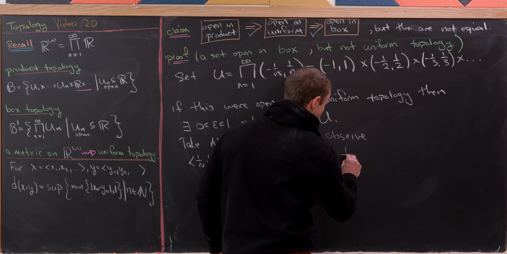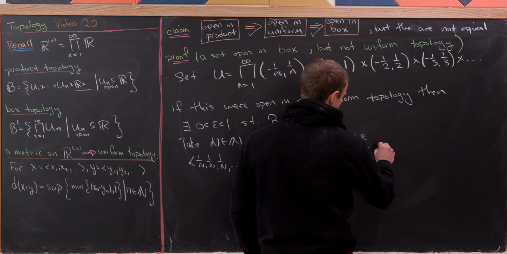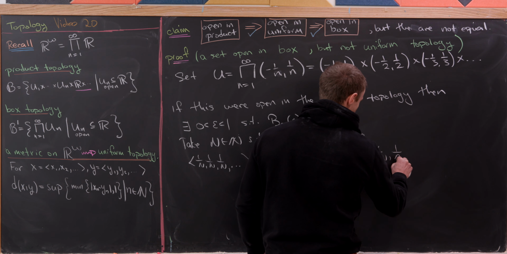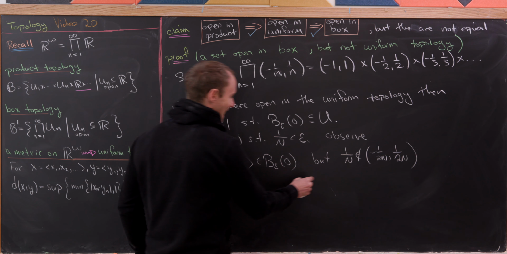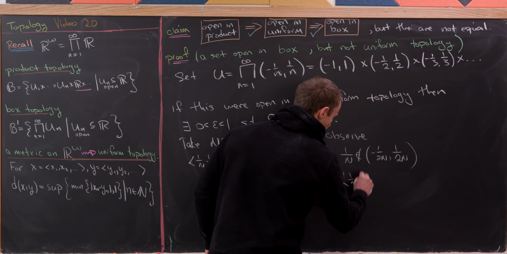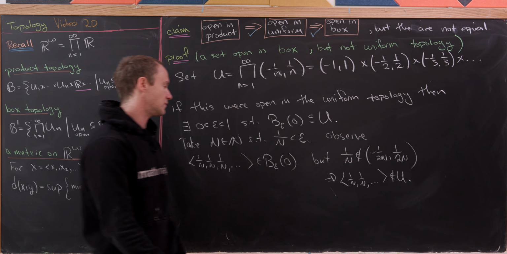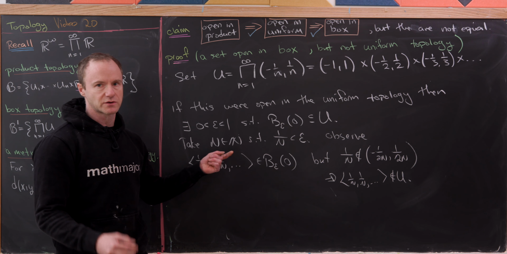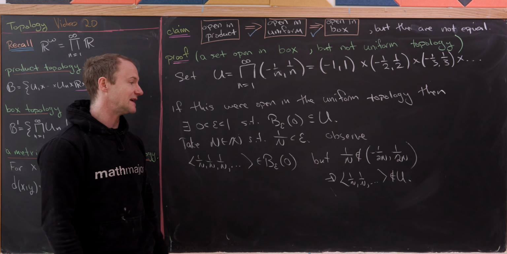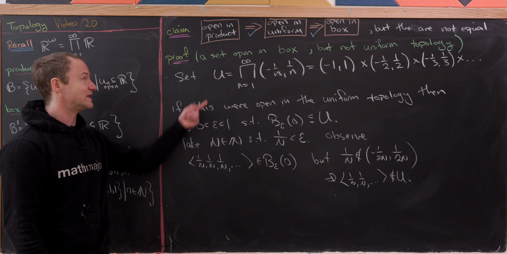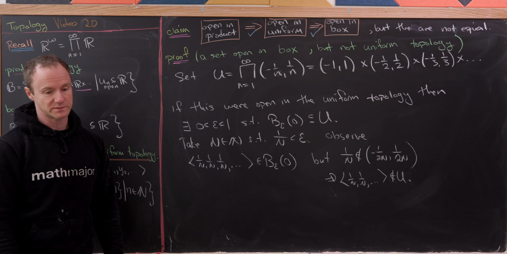But let's observe that this 1 over n is not an element of, for instance, the interval minus 1 over 2n to 1 over 2n. And that's because it's bigger than 1 over 2n. But that means that our point, 1 over capital N, 1 over capital N, and so on, is not an element of U. And since this ball was created arbitrarily, it's impossible to find a ball centered at 0 contained inside of U. But that means that this set is exactly what we want. Open in the box topology, but not in the uniform topology.